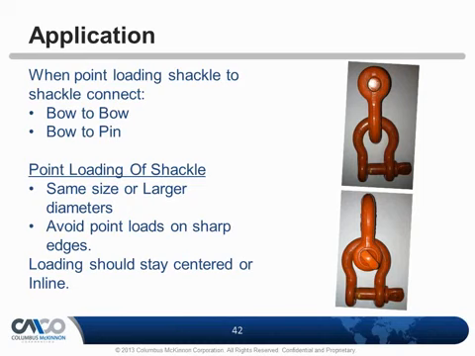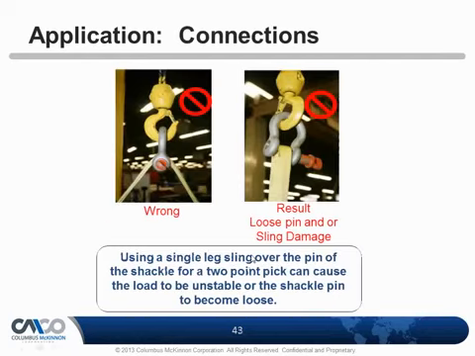When lifting with shackles, if you're going to connect two shackles together, we recommend bow to bow or bow to pin. Avoid point loading of shackles. Try to use the same size or larger diameters when connecting to the shackle. Avoid point loading of sharp edges. Obviously, that's going to damage the shackle. And try to stay in line as best as you can.